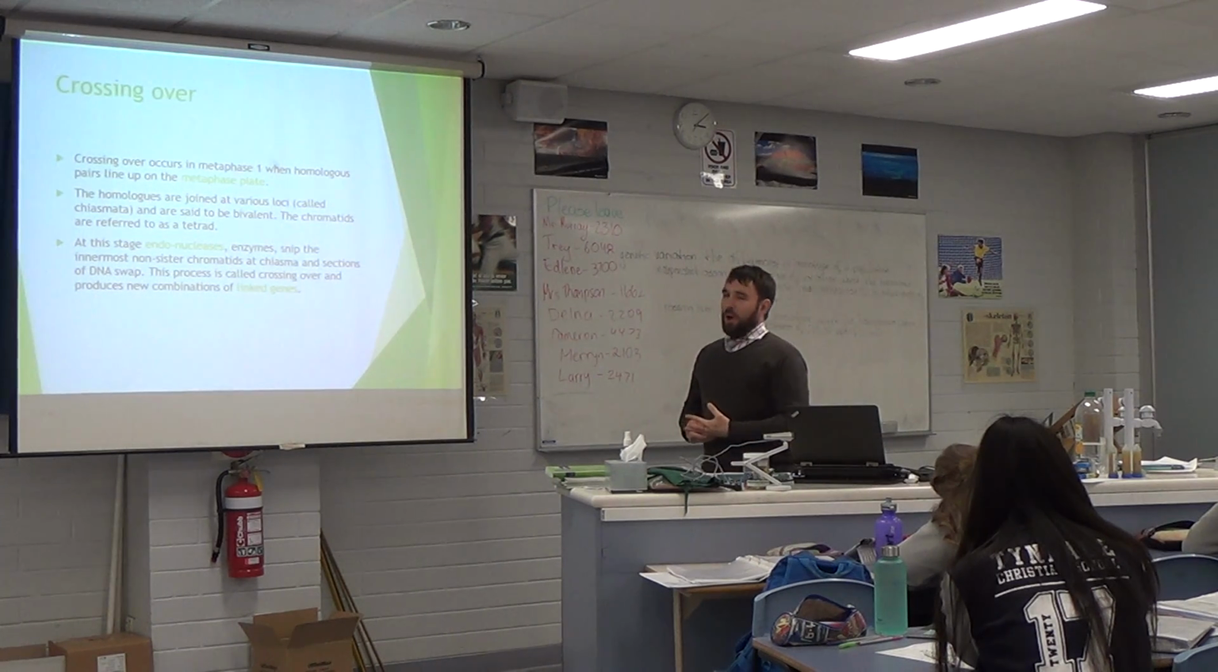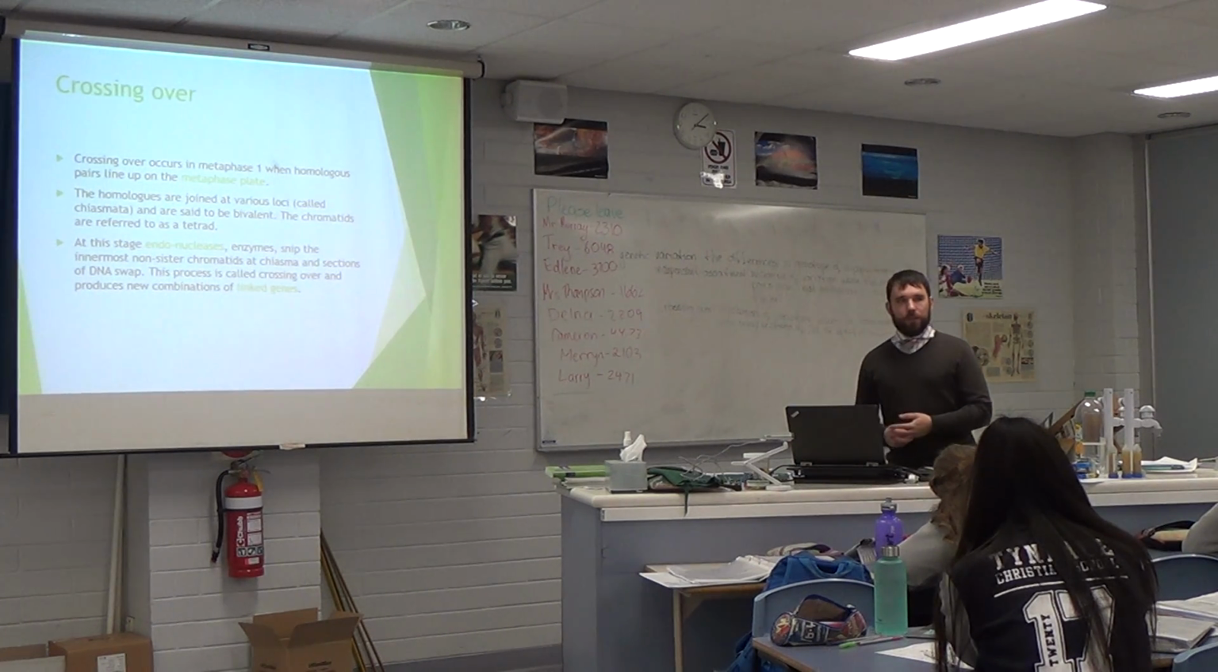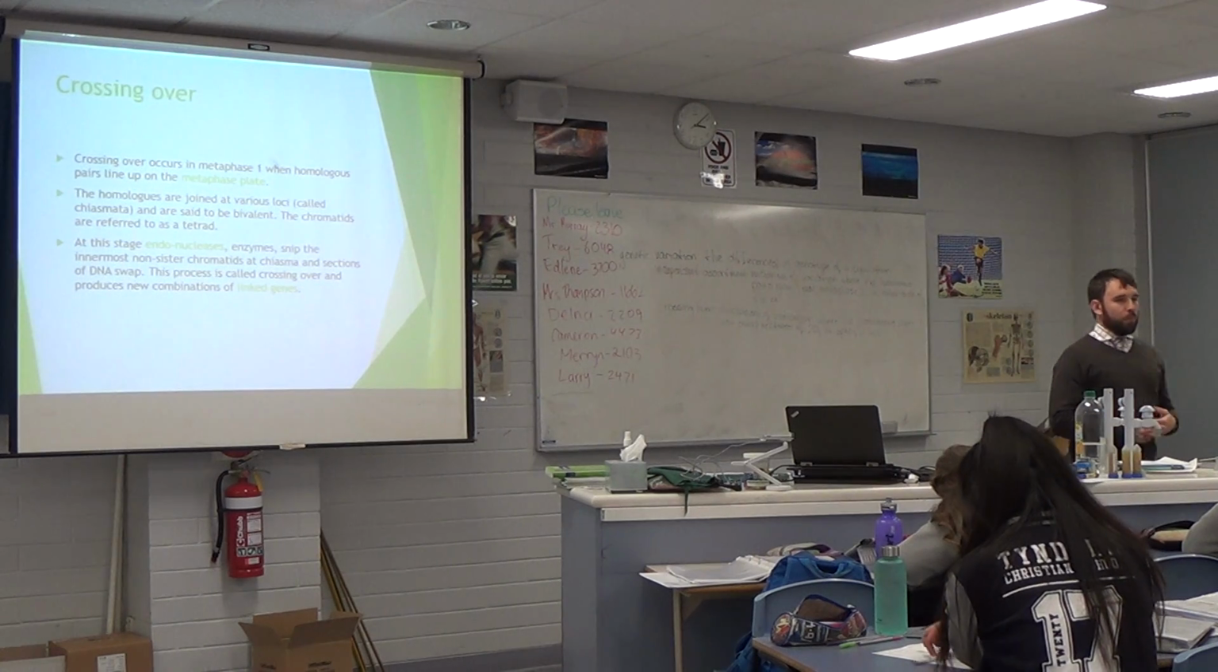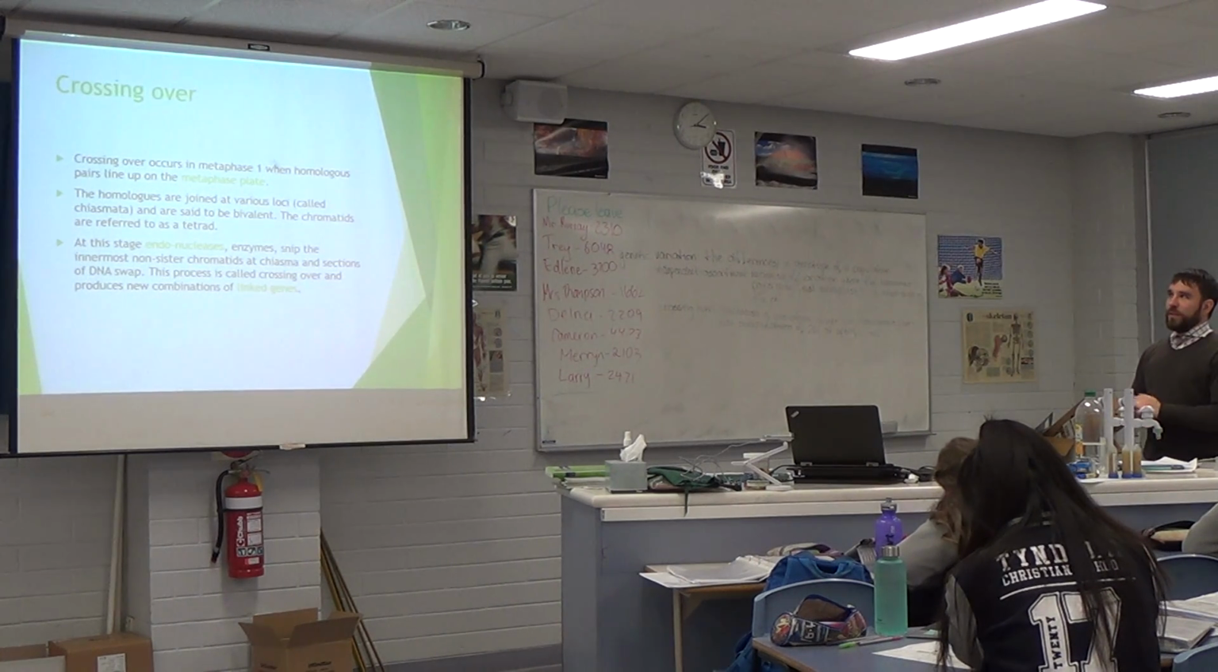At this stage, the homologs are said to be bivalent. And I'll show you why. The chromatids are now referred to as a tetrad, because there are no longer 2 of them, there are 4 of them.